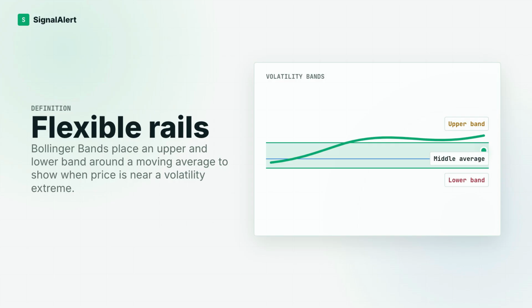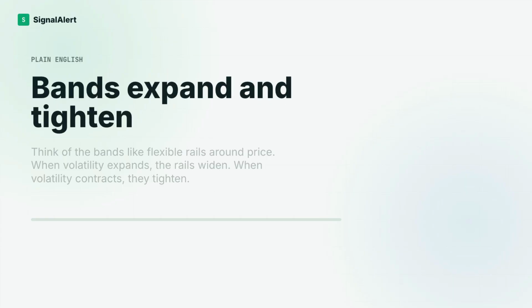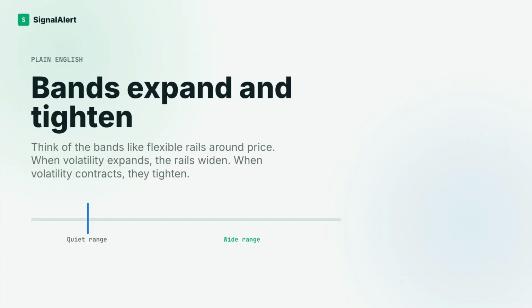When price is quiet, the bands usually tighten. When price becomes more volatile, the bands widen. Think of them like flexible rails around the chart. The rails are not fixed. They expand and contract as the stock moves.